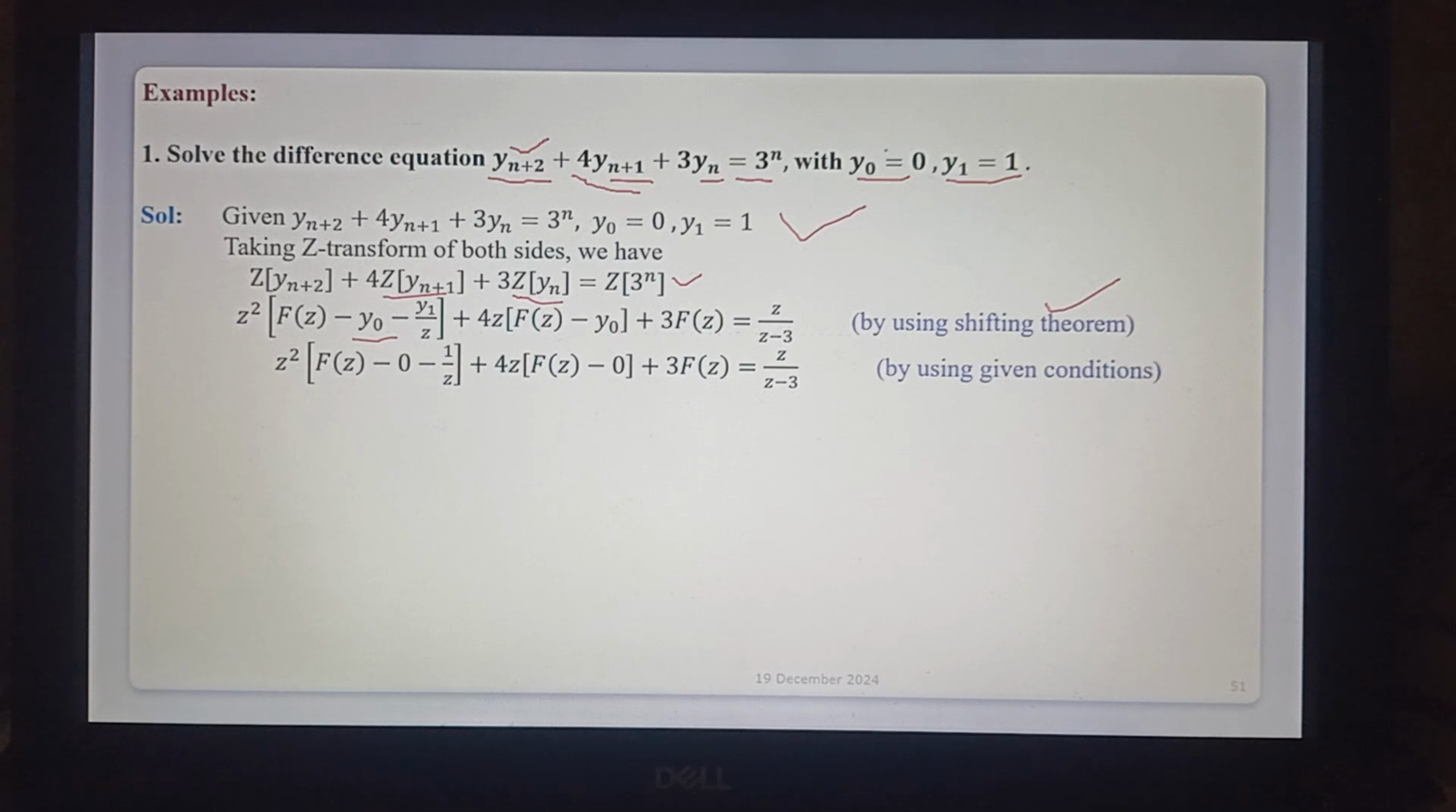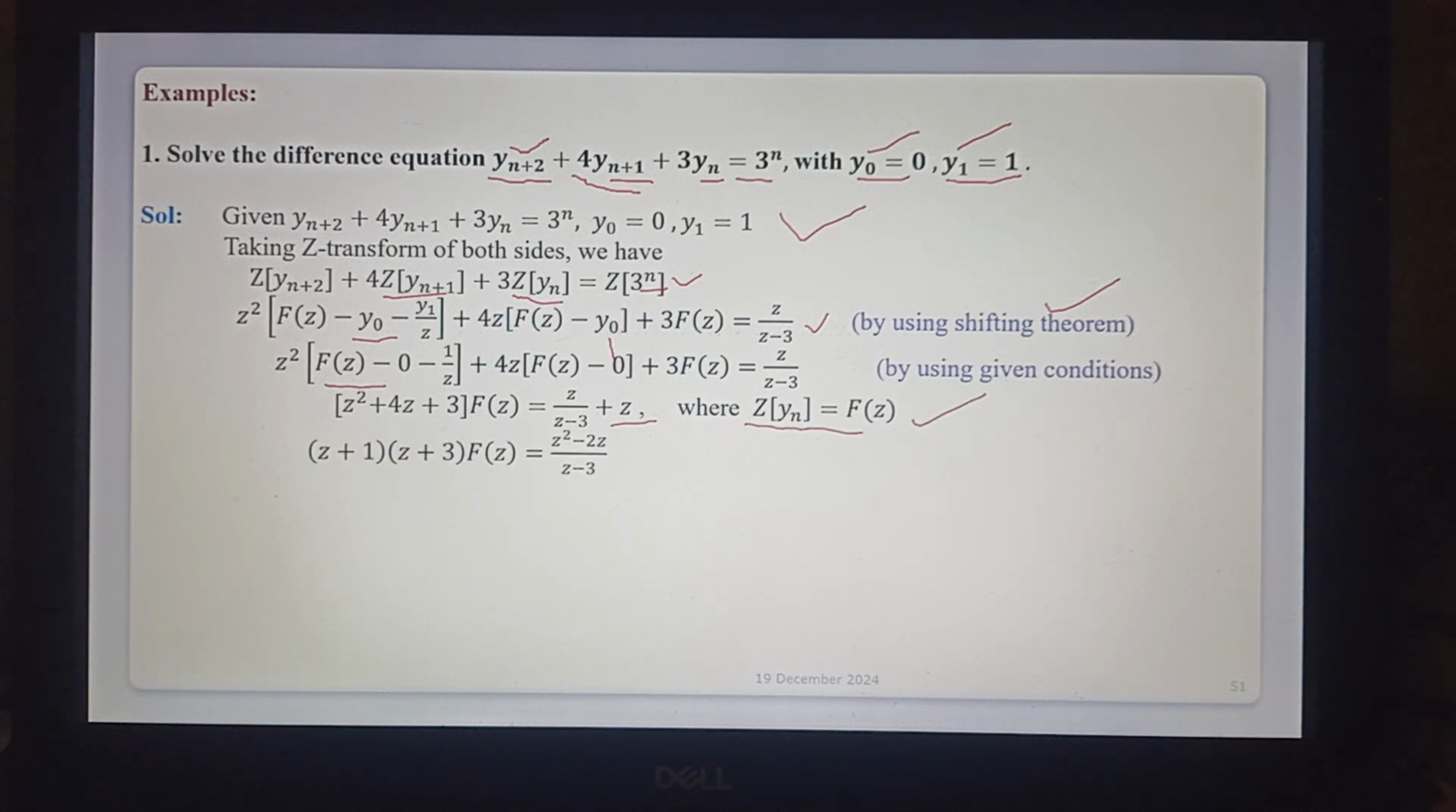Now substituting the given conditions, y0 is equal to 0, y1 is equal to 1: z squared F(z) minus 0 minus 1 by z, plus 4 times z F(z) minus 0, plus 3 F(z) is equal to z by z minus 3, since here it is 3^n. Now taking F(z) common: z squared plus 4z plus 3 is equal to the remaining term, z squared by z, and the minus 1 moves to the right side as plus 1. The Z transform of y(n) is F(z).